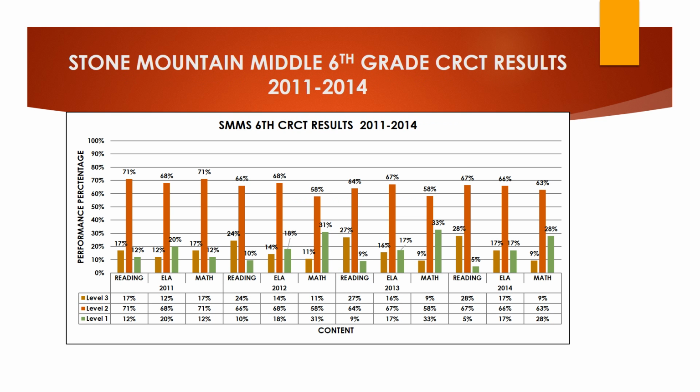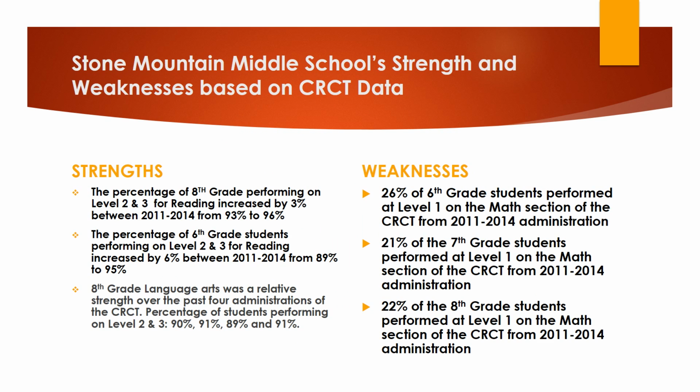I'm going to skip through these charts right quick to get down to where my strengths and weaknesses that I've identified for the CRCT data. The percentage of 8th graders performing at level 2 and level 3 for reading increased by 3% between 2011 and 2014, from 93% to 96%. Another strength was that the 6th grade students performing on level 2 and 3 for reading increased by 6% between 2011 and 2014, from 89% to 95%. In 8th grade, language arts was a relative strength over the past 4 administrations of the CRCT. The percentage of students performing on level 2 and 3 were 90%, 91%, 89%, and 91% respectively.